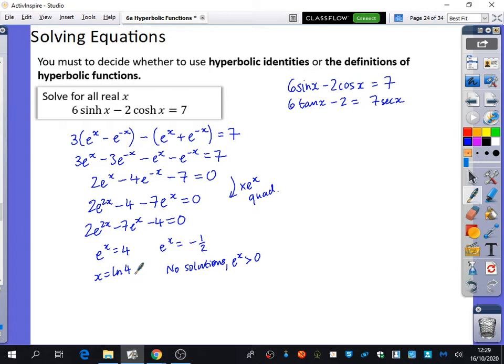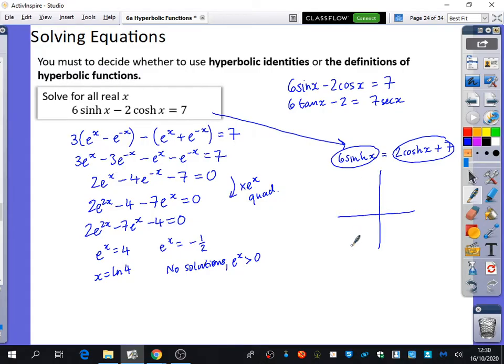Now, I'm going to just think through how I know there's only going to be one solution. You may not think in the way that my brain thinks here, but I'm going to put 6 sine x on the left-hand side, and on the right-hand side, 2 cos x plus 7. I'm going to roughly sketch this graph, just to show my brain that there's only one solution. The left-hand side is going to be a sine graph, which looks something like that. And 2 cos x plus 7 is just going to be some kind of graph like this. So they only cross in one place.